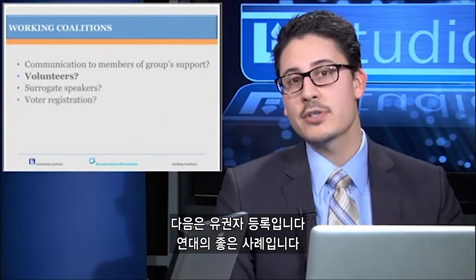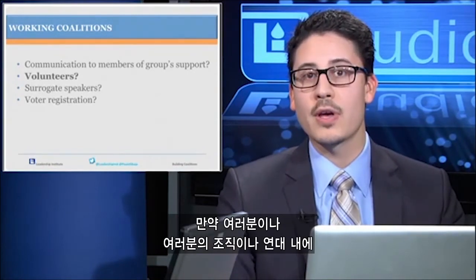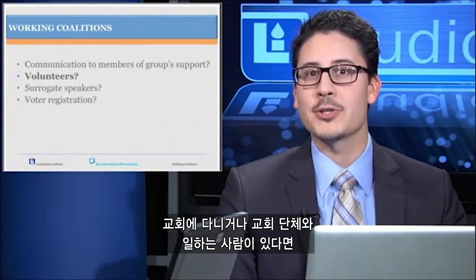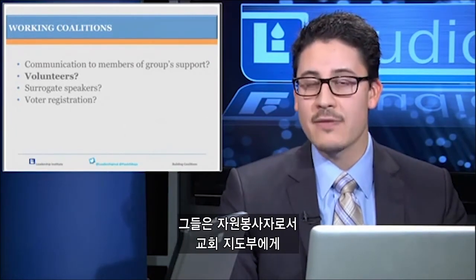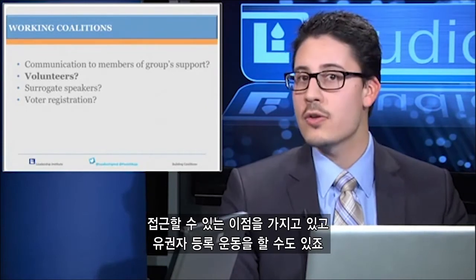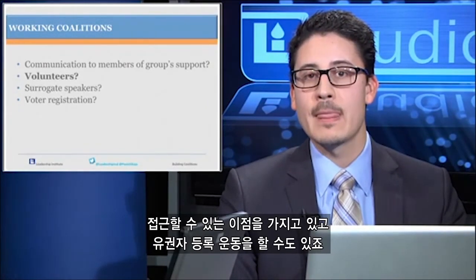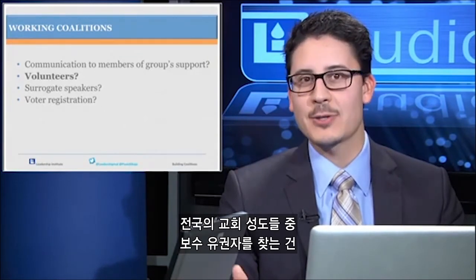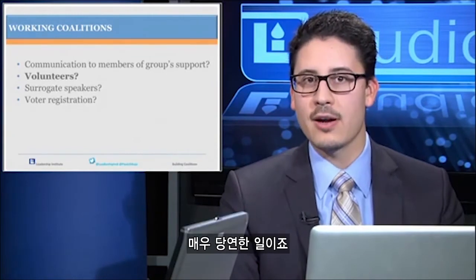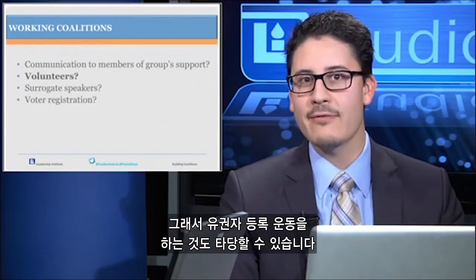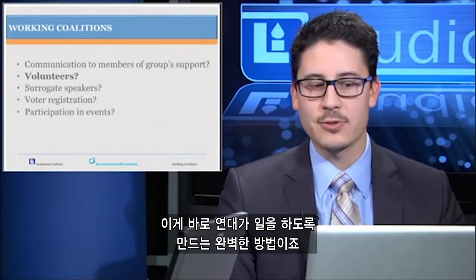Next, voter registration. This is a perfect example too of coalitions. If you're working with a church group, or you've got church members in your organization or coalition, they can take the initiative as volunteers to go to their church leadership and try to organize a voter registration drive. It is natural to find conservative voters in congregations across the country, so it would make sense to have voter registration drives. That's the perfect way to put coalitions to work.